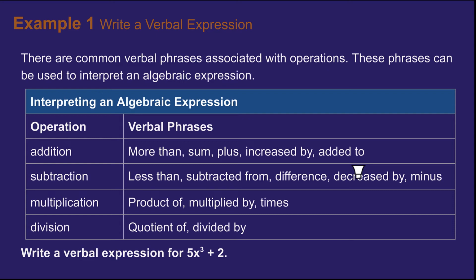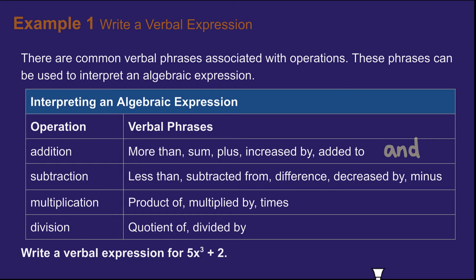Sum, plus, increased by, added to. Usually, I'm going to write this one on here too. Usually, if you see the word and, 95% of the time it means addition. Subtraction. Just like addition, be careful with the less than. If it says is less than. Subtracted from, difference, decreased by, or minus are all common ones. Multiplication, product of, multiplied by, times. And then division, either quotient of or divided by.